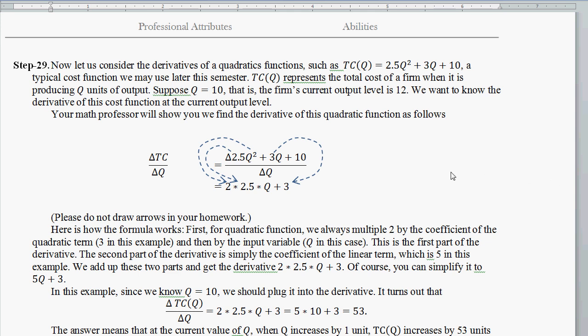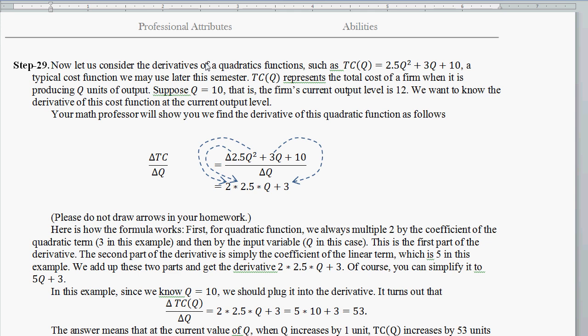Hello, in this video we're going to learn the derivative formula for quadratic functions, and this is the second and the last derivative formula that we need to learn for this semester. So far it's not that difficult, right? The quadratic functions derivative formula is not difficult at all, just like what we did in the first video.